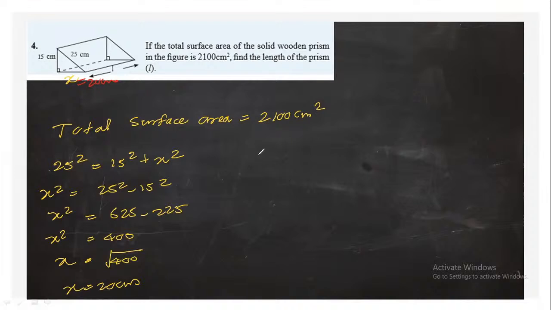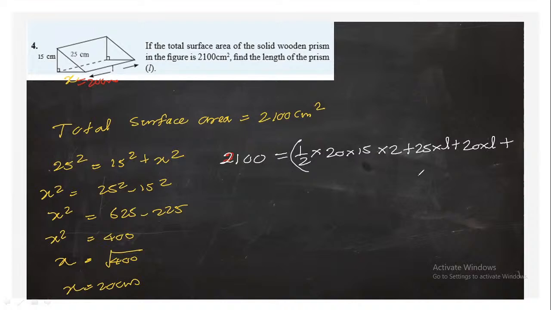Then we can write the expression like this. The total surface area is given as 2,100. 2,100 equals half into base, which is here 20, into perpendicular height 15, there are two triangular faces, plus 25 into L plus 20 into L plus 15 into L.